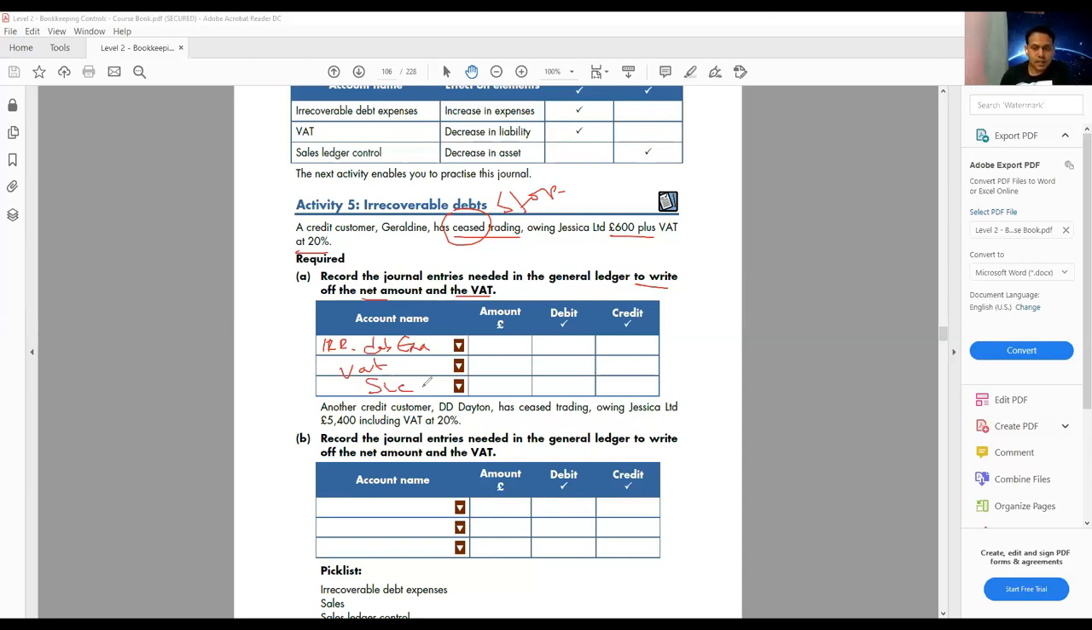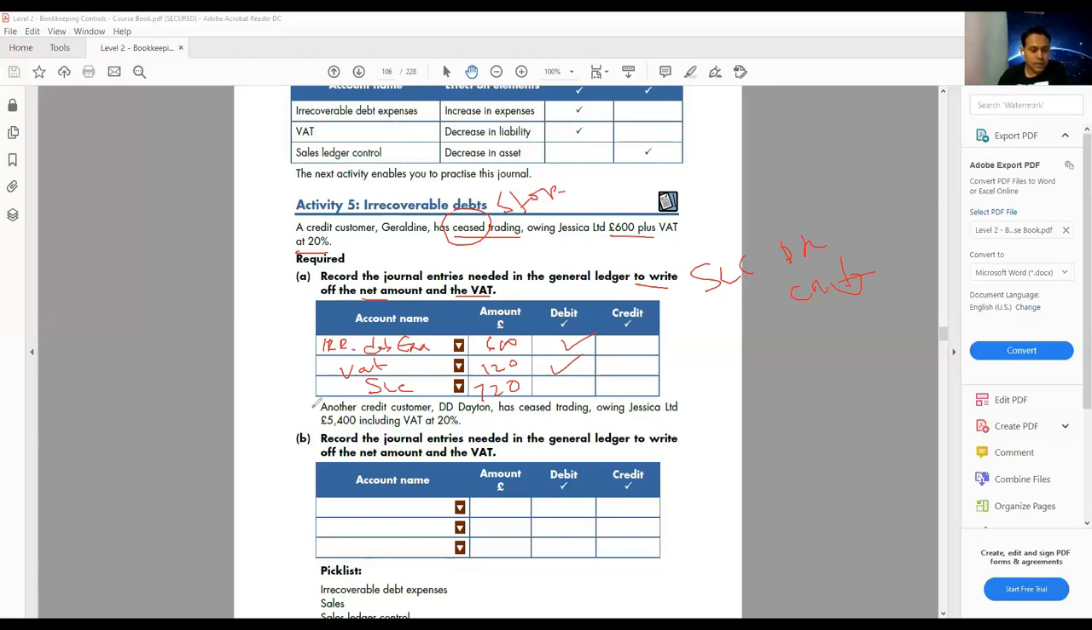So how much is the irrecoverable debt? That is 600. This is our money, so this is the expense. VAT is 120. That is our money, I'm going to claim it back, and because of this, I'm going to get less money from my customer. That will be 720. So this 720, I'll get less from my customer, and I'm making it credit, because normally sales ledger control is debit, isn't it? I make it credit, that means I'm making it go down.